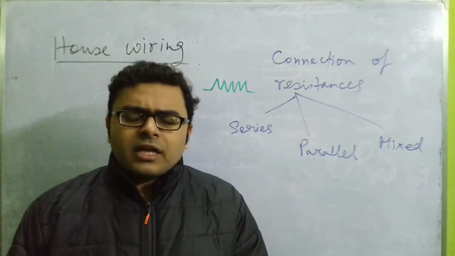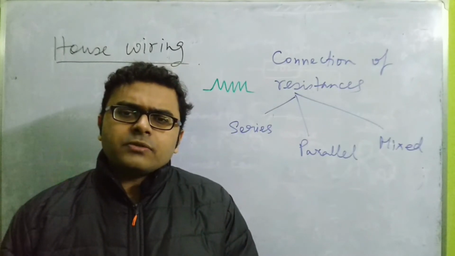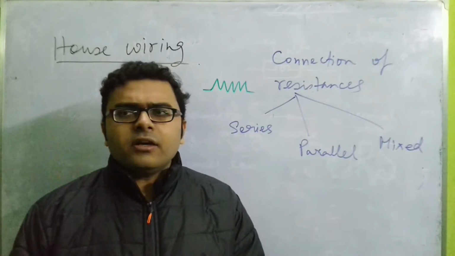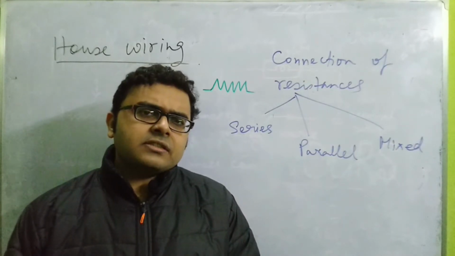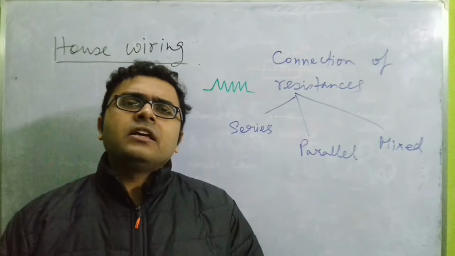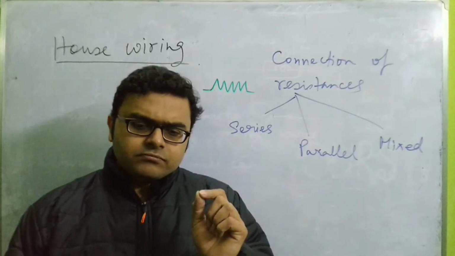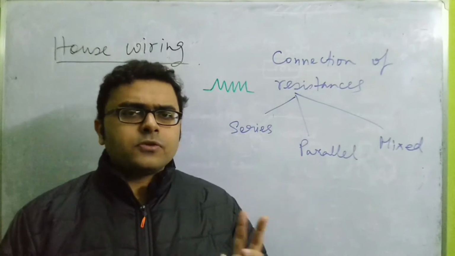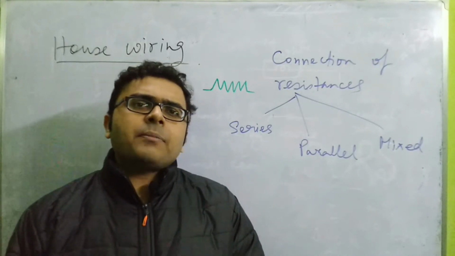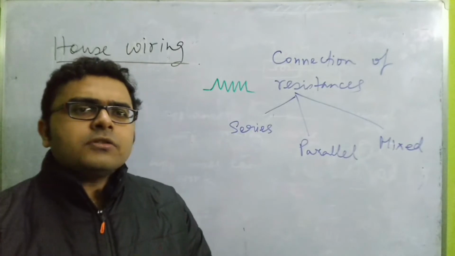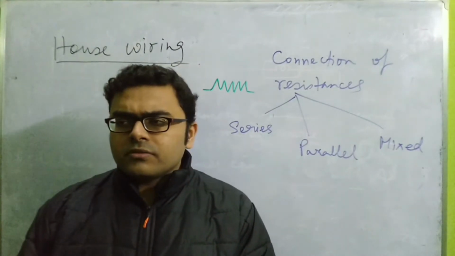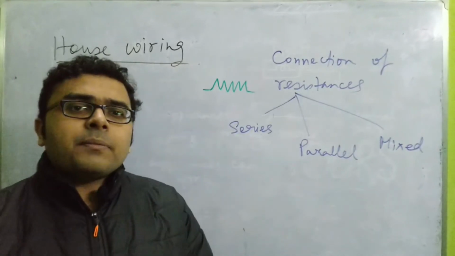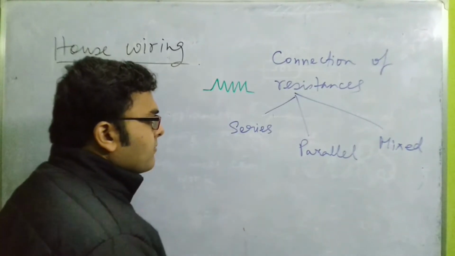So have you noticed in your house that you can individually operate the fan, the light, or any other appliance? It doesn't work like this, that if you just switch off the fan, the light also switches off. No, it doesn't happen so. All the appliances are working individually. So how is it possible to achieve this functionality? By connecting all the appliances in parallel.